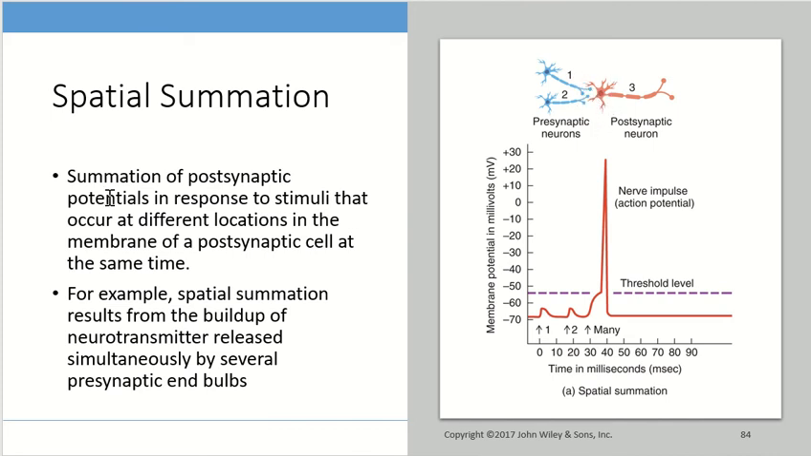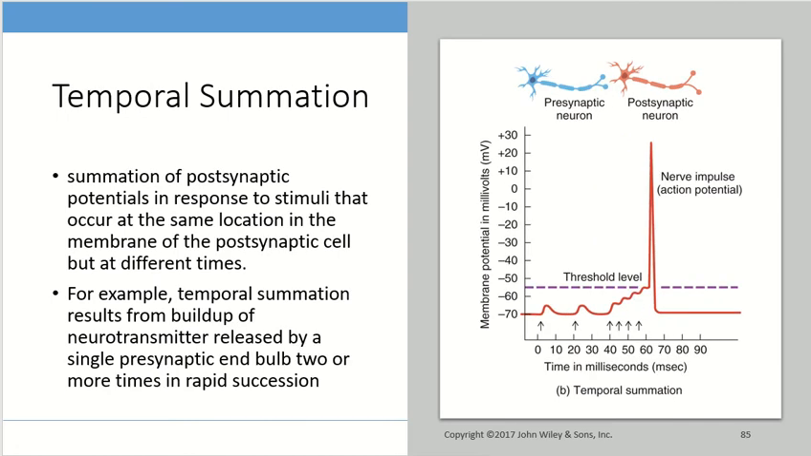For example, spatial summation is going to result from the buildup of neurotransmitters being released by several presynaptic end bulbs. Alternatively, we have temporal summation, and this is summation of a postsynaptic potential in response to stimuli that occur at the same location in the membrane of that postsynaptic cell, but at different times. For example, temporal summation results from a buildup of neurotransmitters being released by a single presynaptic end bulb, happening two or more times in rapid succession.